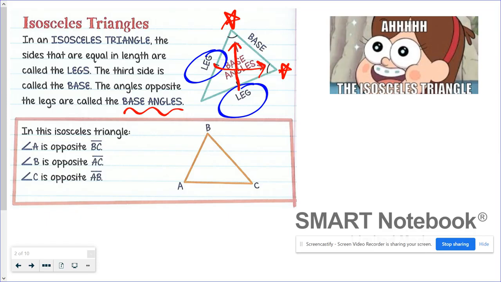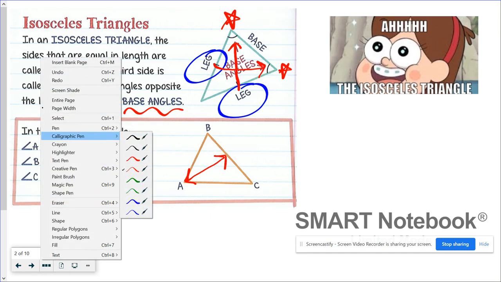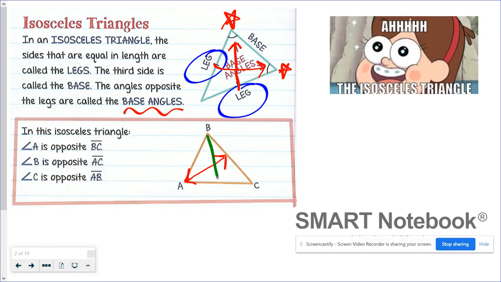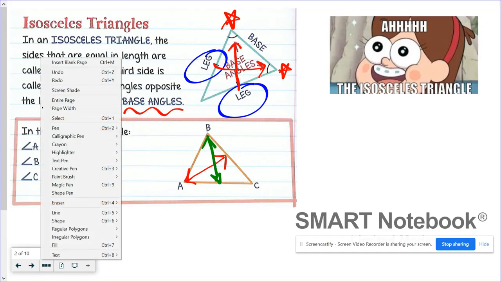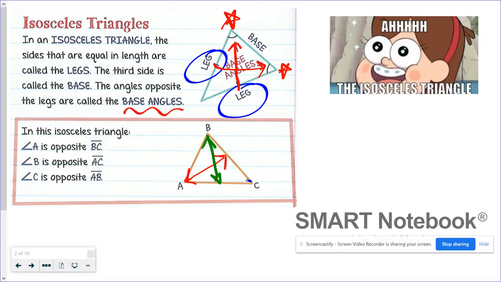And in case you have any questions about opposites, they're illustrating here that angle A is opposite side BC, and that angle B is opposite side AC, and then obviously angle C is opposite side AB. So that's what we mean when we say opposite, okay?